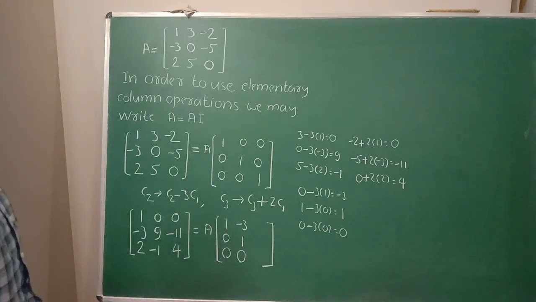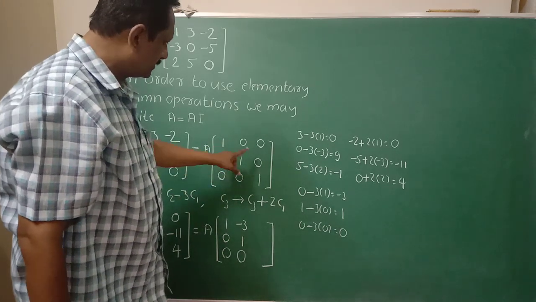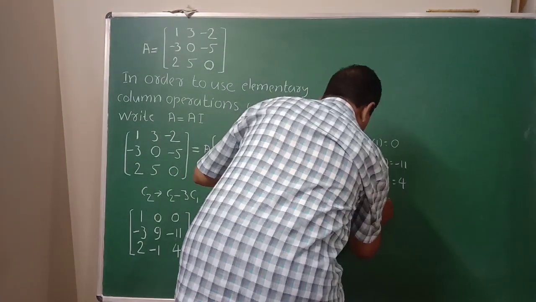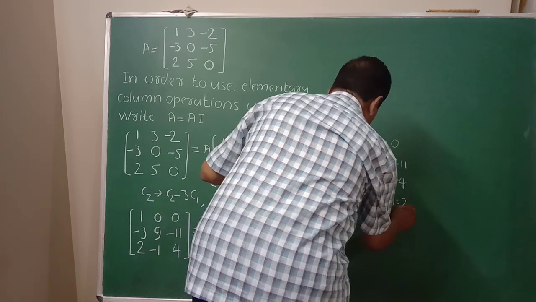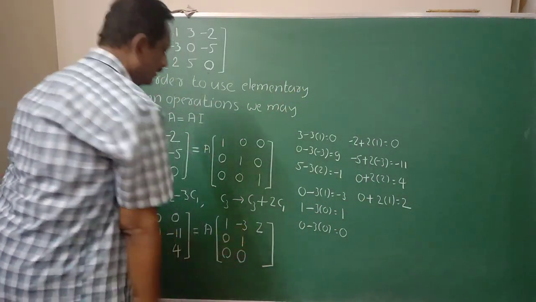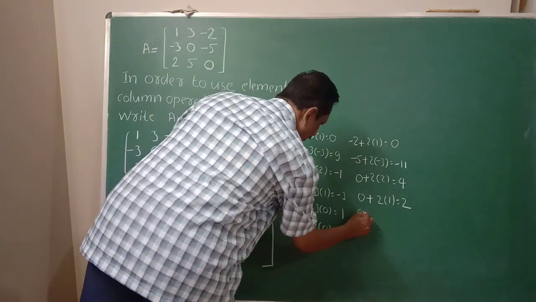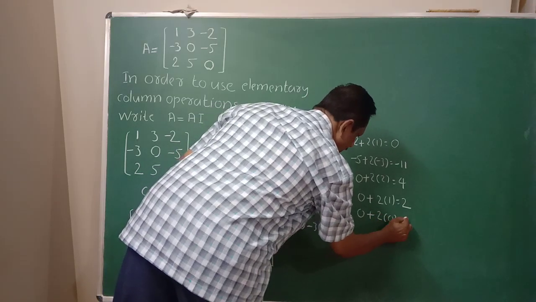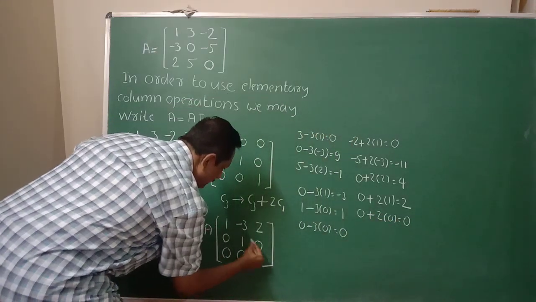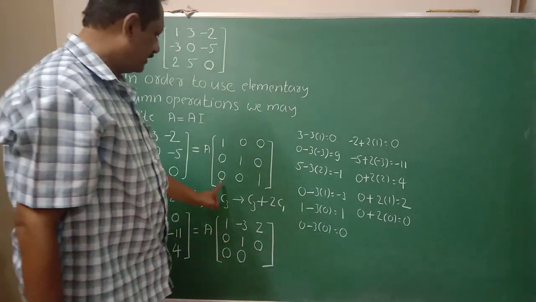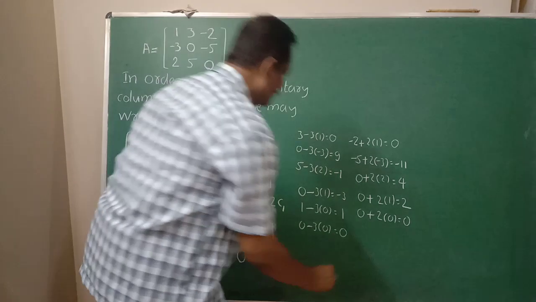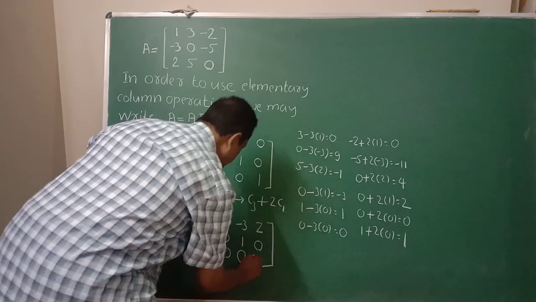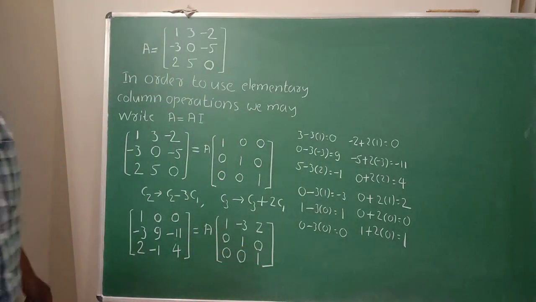Okay. Then here also multiply by 2 and add to this term. So 0 plus 2 into 1. 2 into 1 is equal to 2. So write here 2. Then 0 plus 2 into 0. 2 into 0 is equal to 0. So write here 0. Then here multiply by 2 and add to this term. So 1 plus 2 into 0 is equal to 1. So write here 1.